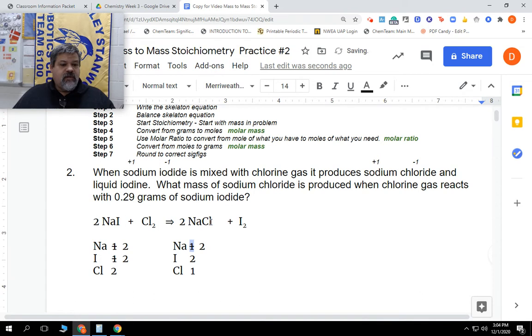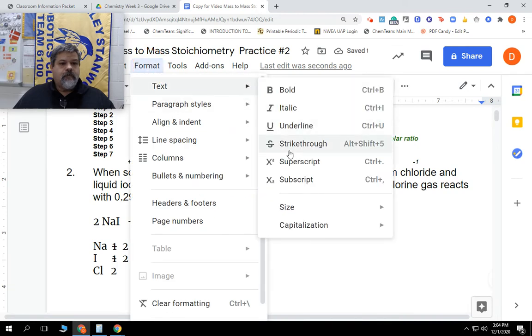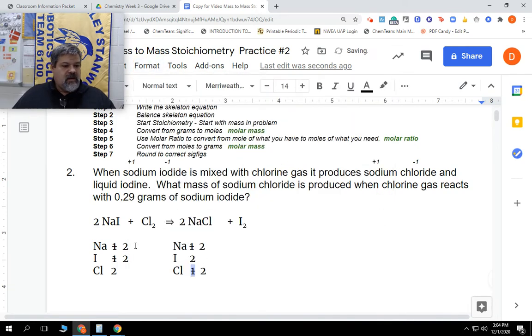But I also have 2 chlorines. So I'm going to come over here and put a 2 right there, and then get rid of this. And now I look at it, I have 2, 2, 2, 2, 2, 2, all 2s. Okay, so what is my molar ratio? My molar ratio is going to be 2 to 1 to 2 to 1. So we're just going to put that over in here as 2 to 1 to 2 to 1. Okay, so that's my molar ratio.